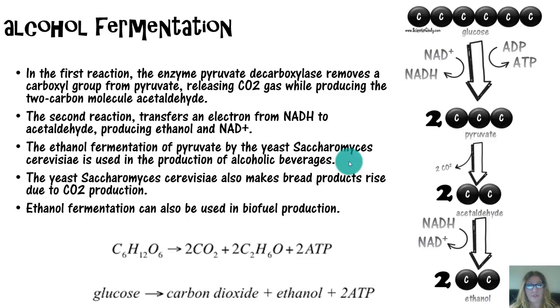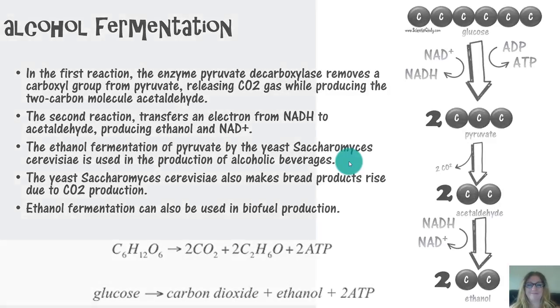The ethanol fermentation of pyruvate by the yeast Saccharomyces cerevisiae is used in the production of alcoholic beverages. The yeast Saccharomyces cerevisiae also makes bread products rise due to its carbon dioxide production. Ethanol fermentation can also be used in biofuel production. And here is the equation for alcoholic fermentation below.